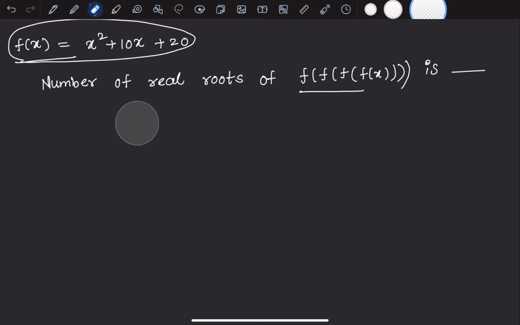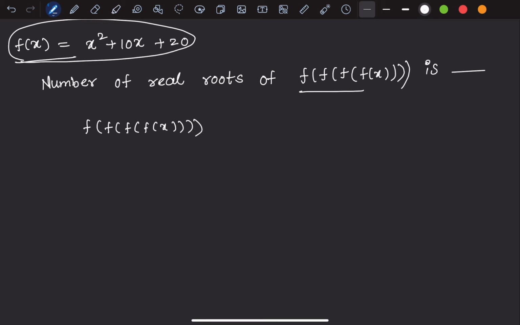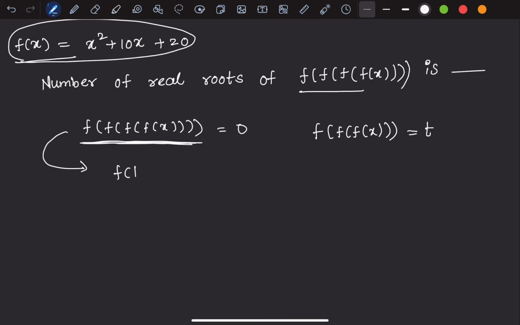Alright. So similarly, to find out the real roots of f of f of f of f of x, first we have to set this thing to 0. And now we have to find out the value or values of x for which this 16th degree polynomial becomes 0. And let us do exactly that. Alright. So let us assume f of f of f of x is equal to t. So now this becomes f of t is equal to 0.